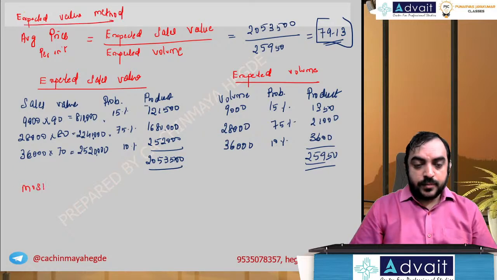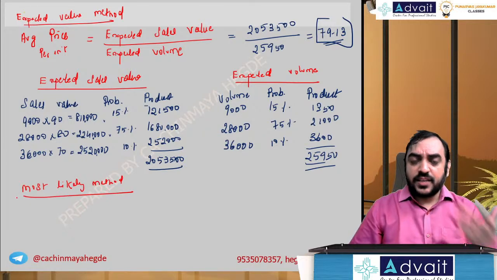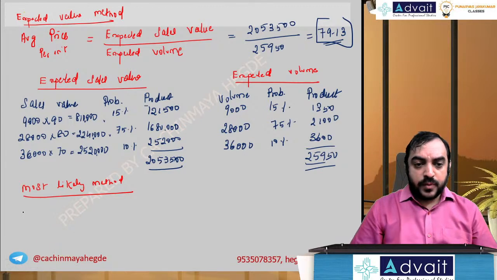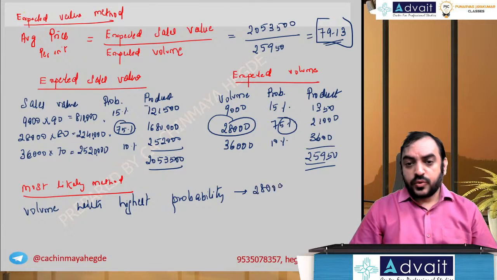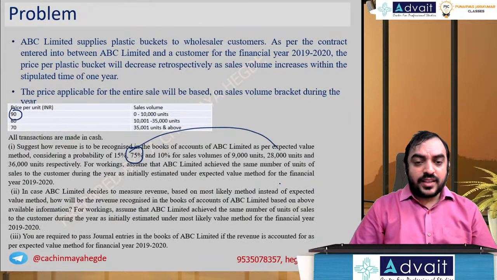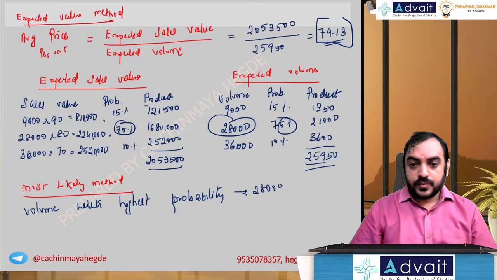If you follow the most likely method, then you just go straight away for the volume with the highest probability. Only two situations, we should think like that. Volume with the highest probability, that is 75%, volume is 28,000. For 28,000, your average price per unit is going to be 80 rupees.